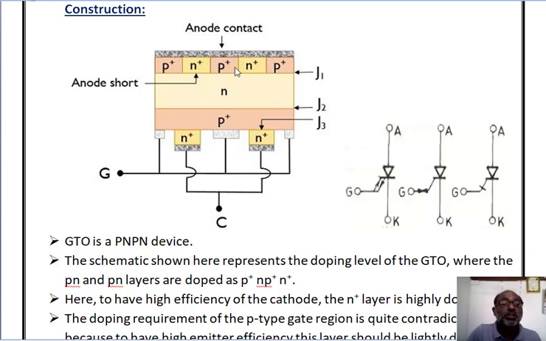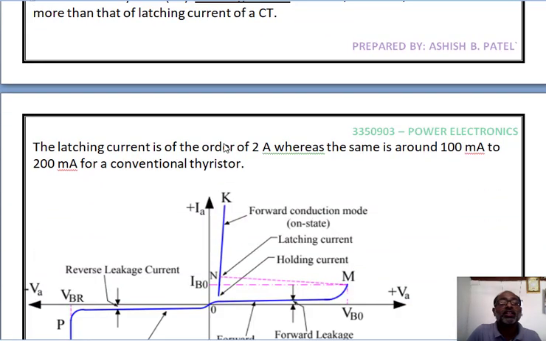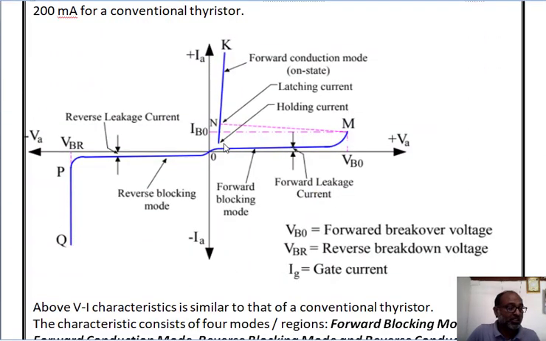So now, as shown in this figure, the upper layer of P plus is connected to the N plus layer through this metallic contact. Now this is the construction of this GTO.